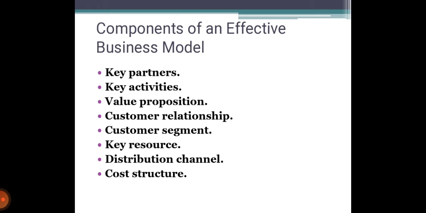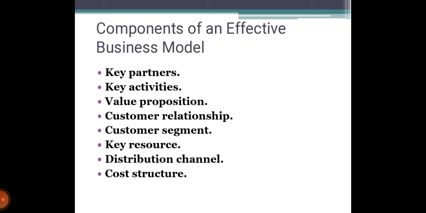Next, what we have is key resources. Key resources is the building block describing the most important assets needed to make a business model work. Every business model requires them, and it is only through them that companies generate value proposition and revenues. Key resources can be physical, financial, intellectual, or human.